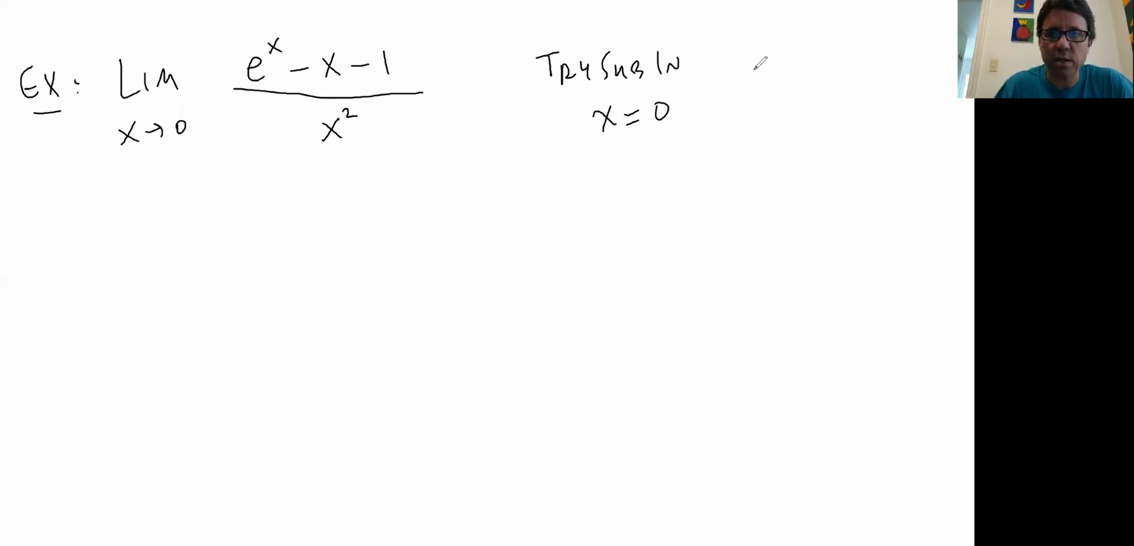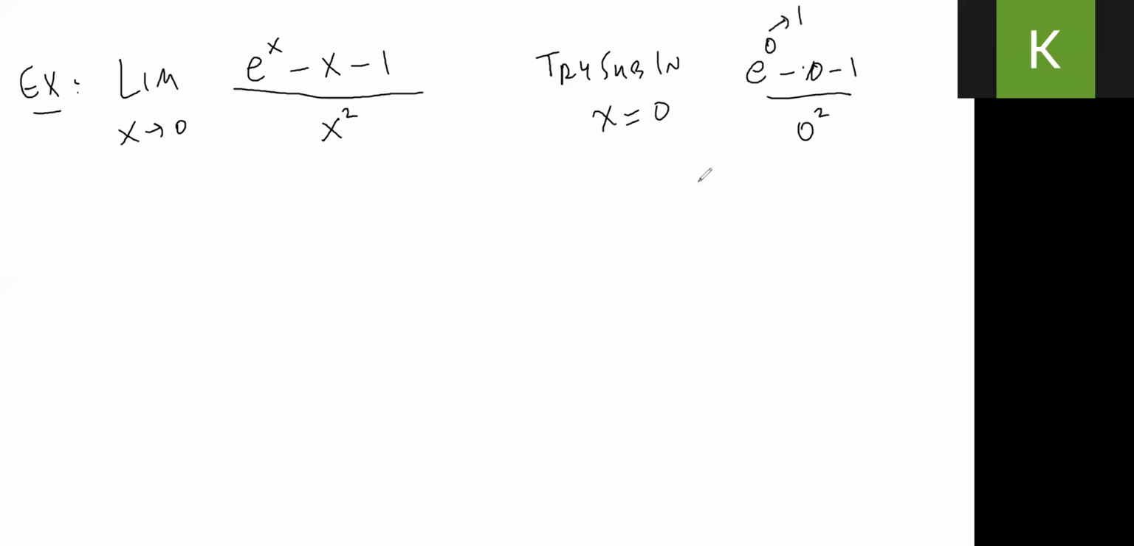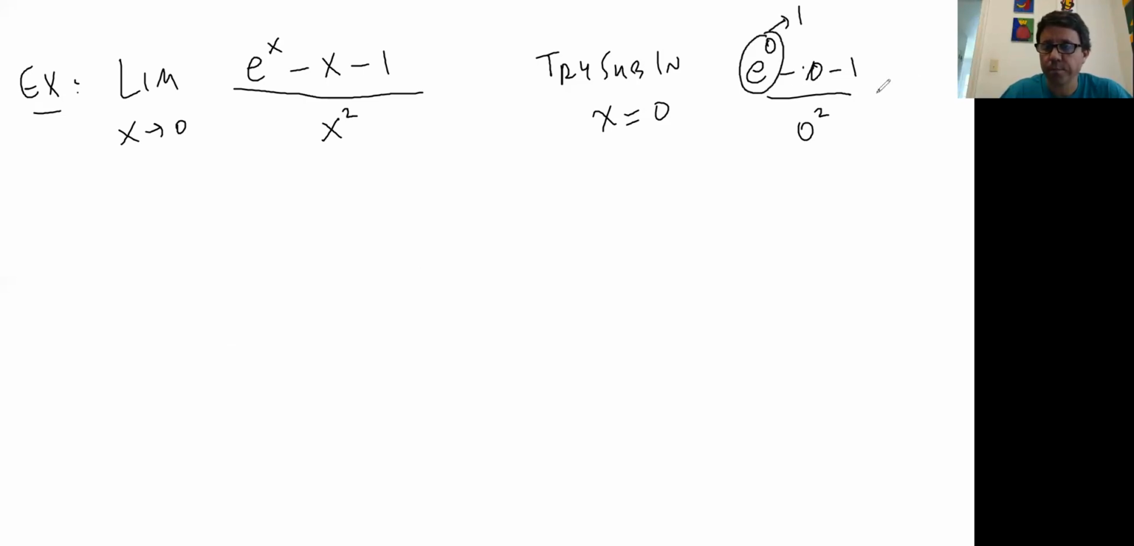So we do that. e to the 0 minus 0 minus 1 all over 0 squared. Now, does that give us our indeterminate form? Well, e to the 0 power is 1. So I have 1 minus 0 minus 1. We do get 0. And 0 squared is 0, so we do get our indeterminate form 0 over 0. So this means that L'Hopital's rule applies. If you don't check this and you just try it, you might get lucky, but you might also run into issues as well.